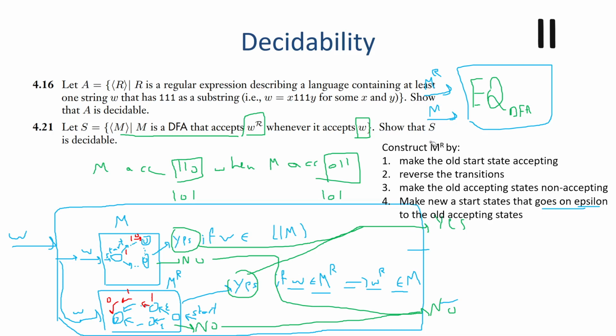Because whatever string that M accepts, M reverse should also accept it. That's how you know that you accept the reverse. So yeah, you could use EQDFA. It should be fine here.